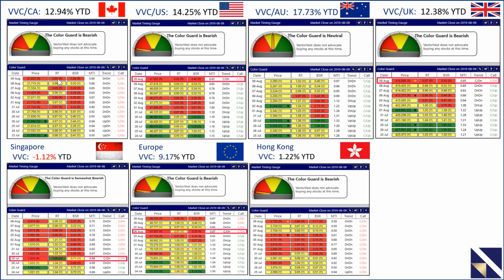It could explode up from here, but if it moves any lower, it's certainly letting us know that we're in a good buying opportunity from a historical bottoming level. And then finally, Hong Kong, color guard bearish, confirmed down, lots of red, so the caution light is definitely on.